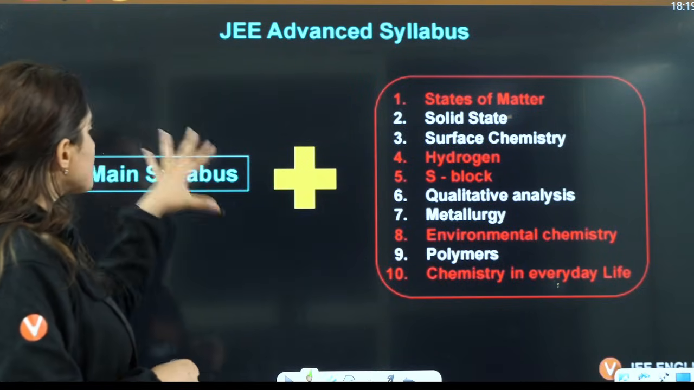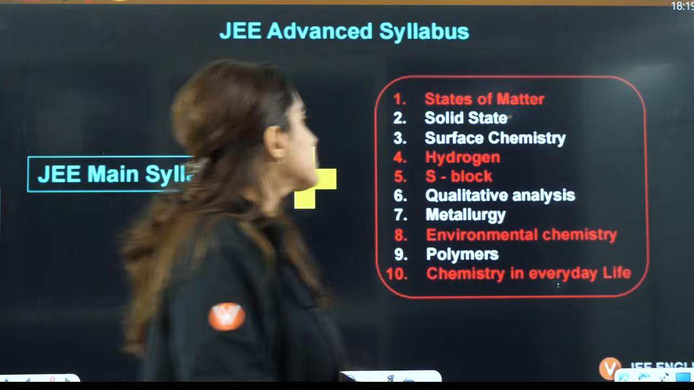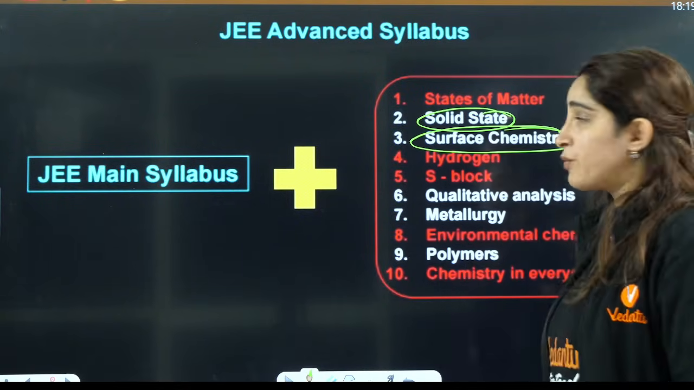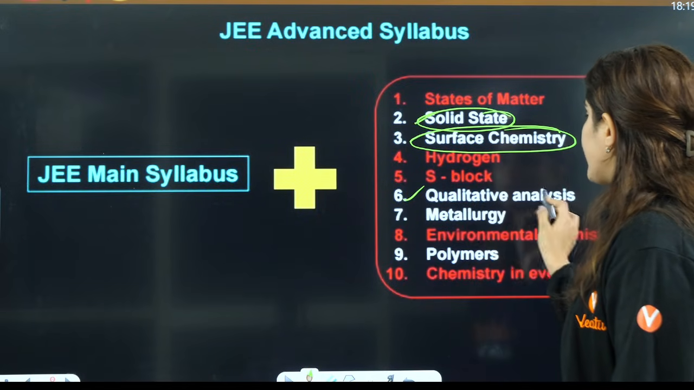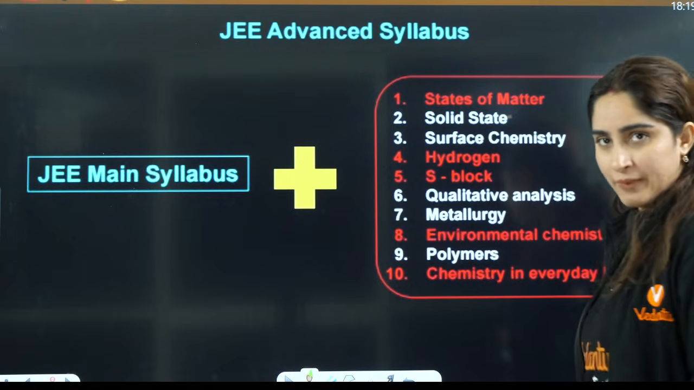Now this was your JEE Mains syllabus of class 12. Now there are some chapters in class 12 that are in your JEE Advanced, that is solid state, qualitative analysis, metallurgy, polymers. They are not there in JEE Mains, right?